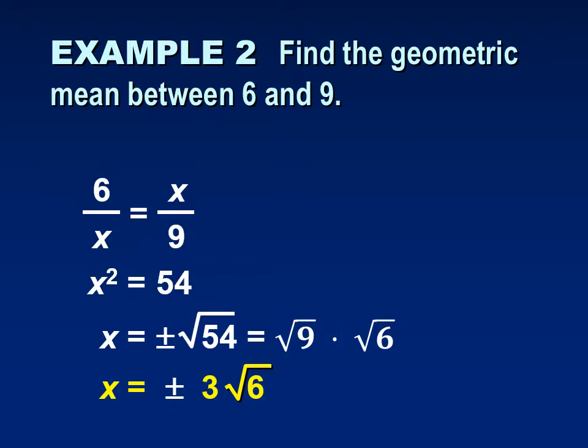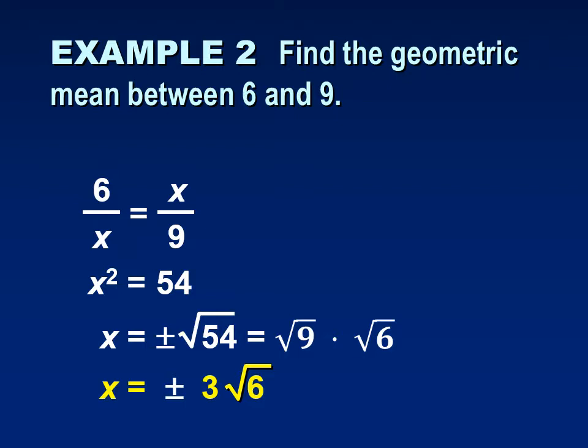First, we have to break 54 down. 54 can be broken down to 9 times 6. When you break down the inside of the radical, you want to break it down so that you can find something that you can take the square root of. So remember, we can't take the square root of 54. However, if I break 54 down into 9 times 6, I can take the square root of 9. The square root of 9 is 3, so my answer is 3 square roots of 6.